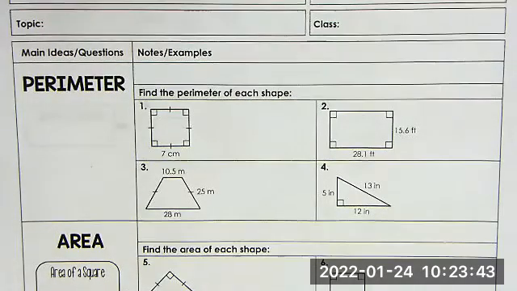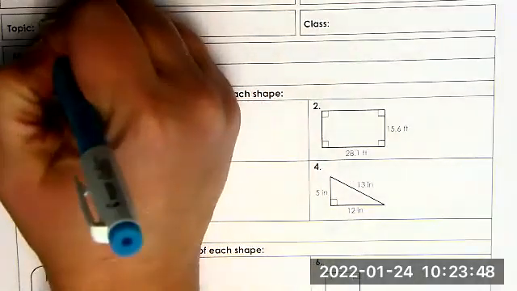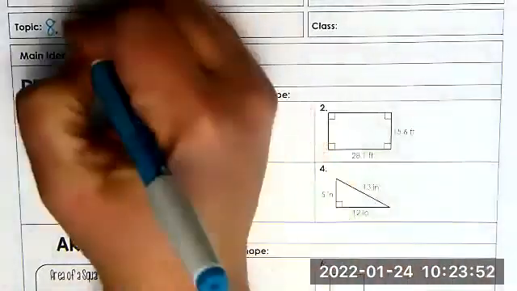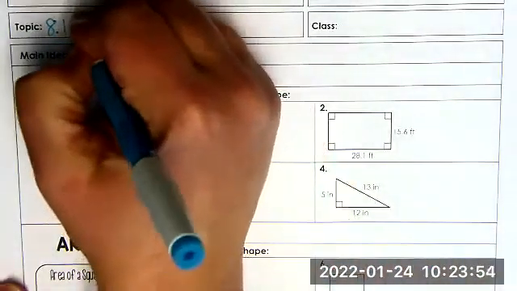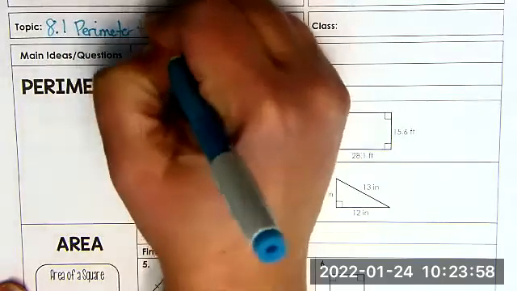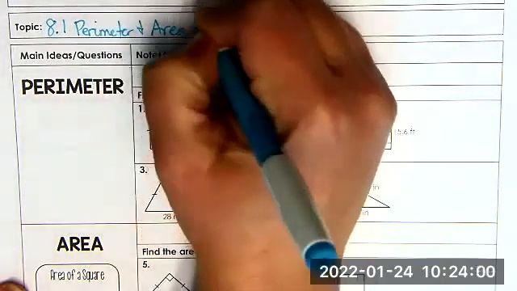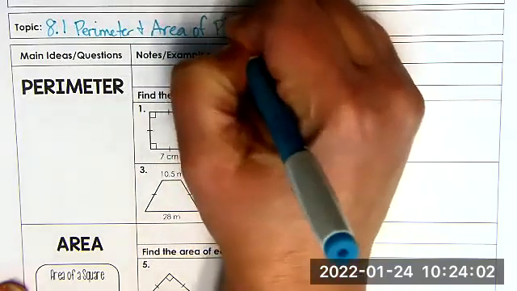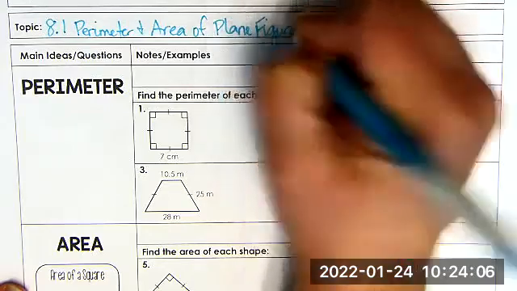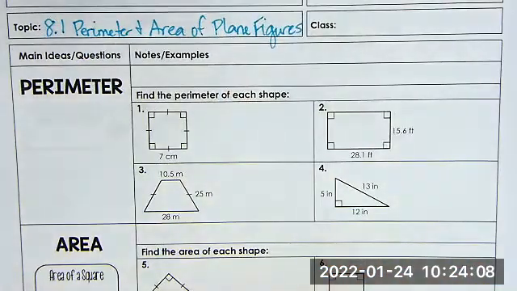Hello guys, today we are covering 8.1. Okay, we're starting our new unit, and this is perimeter and area of plane figures, which means the figure by itself. Okay, so let's start off.